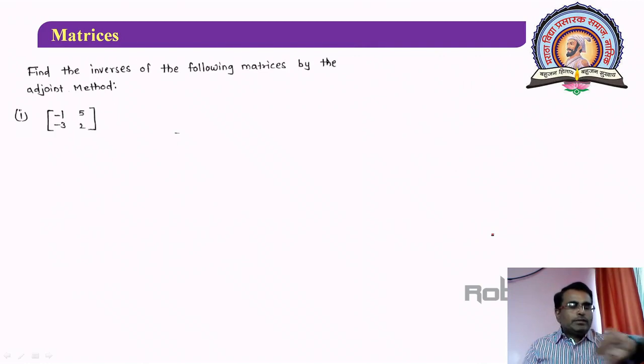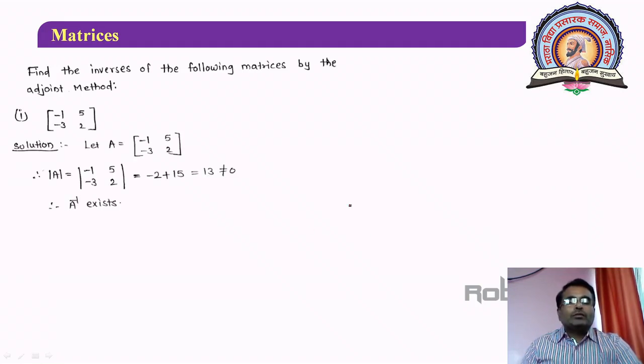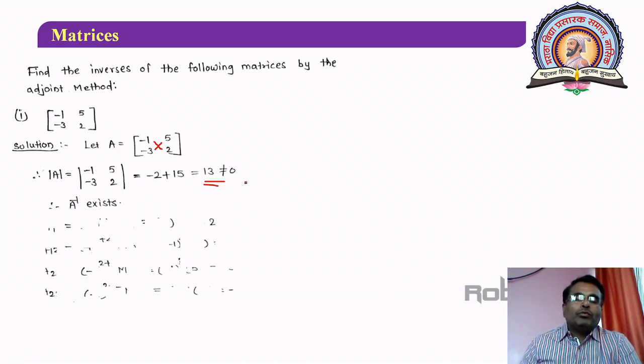Then in the next step, you are going to consider the determination of the inverse of a 2 by 2 and 3 by 3 matrix. So the next example is to find the inverse of the following matrix by the adjoint method. Solution. Here the first step is to find its determinant. It's coming 13, minus 2 plus 15. So that's why it is plus 13, which is not equal to 0, therefore A inverse exists.